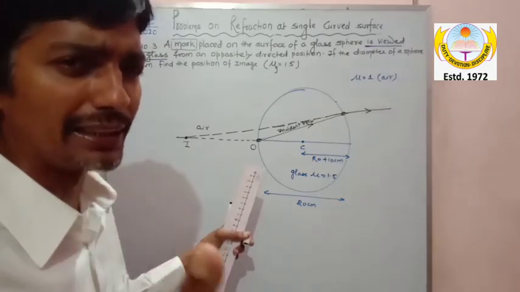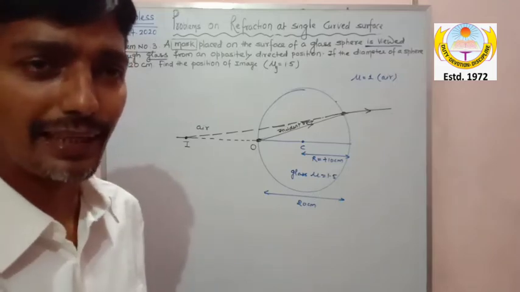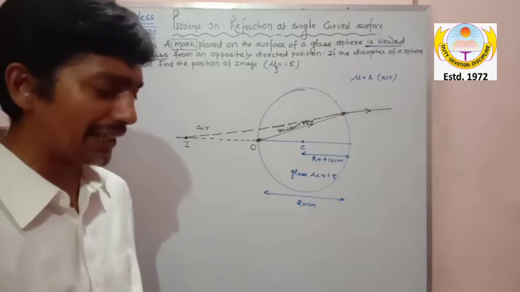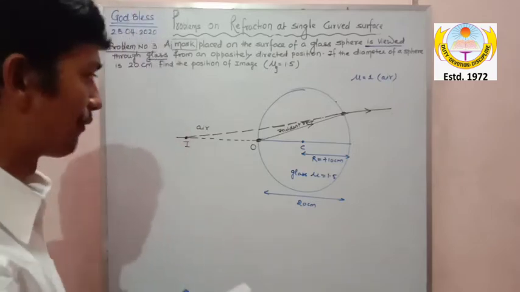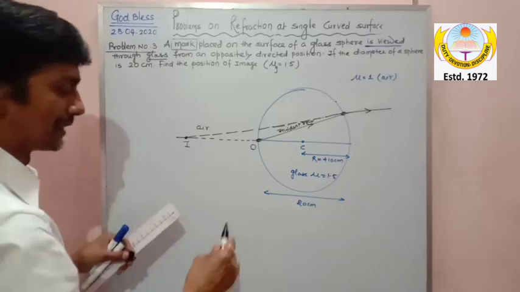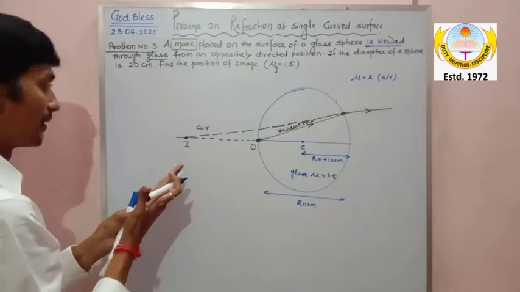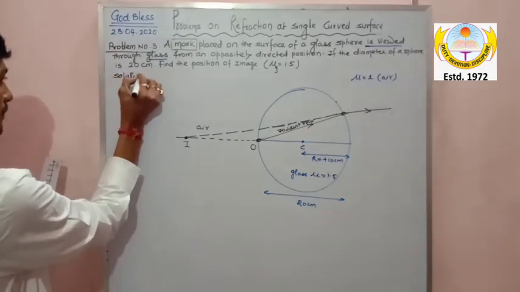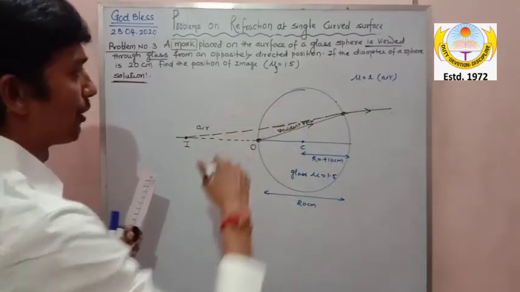This means the distance of the image should come negative. The distance of the image should come negative. So let us check whether it is really negative or positive. Let's start with the answer, my dear. Now when we go for this topic, again here I will write the solution. Till now you have all understood the diagram for this question.